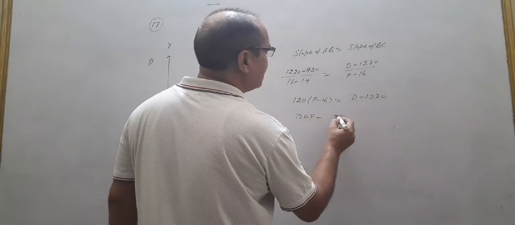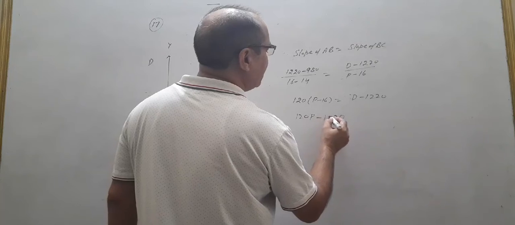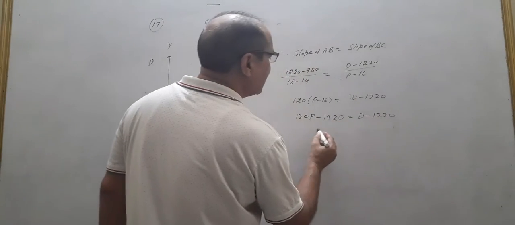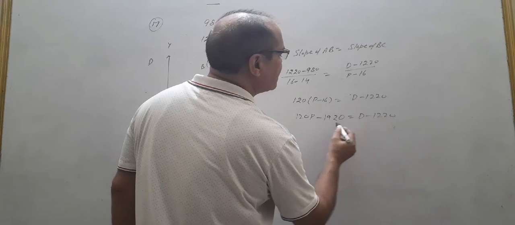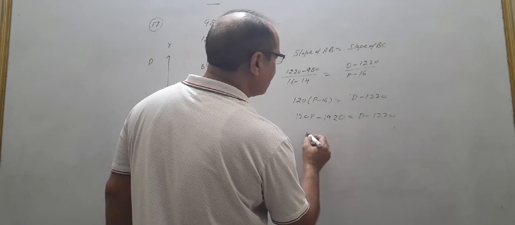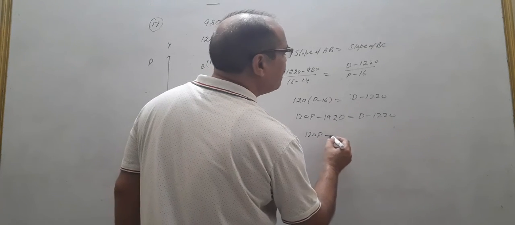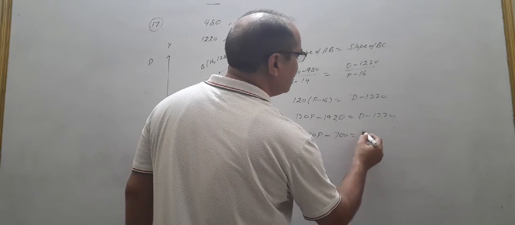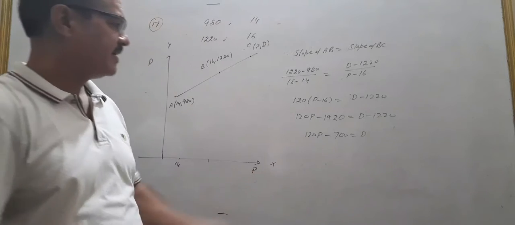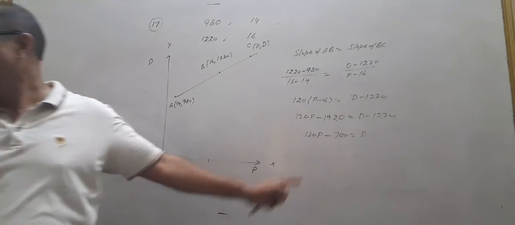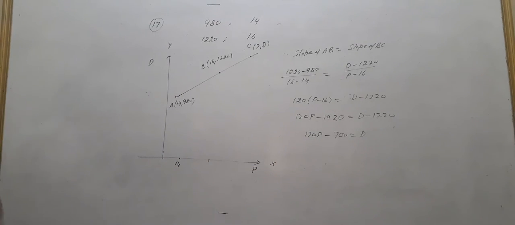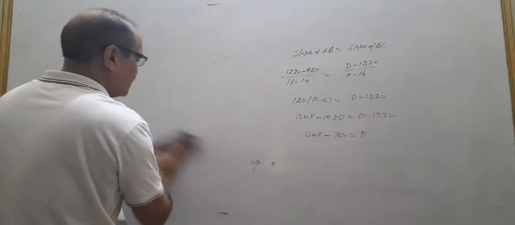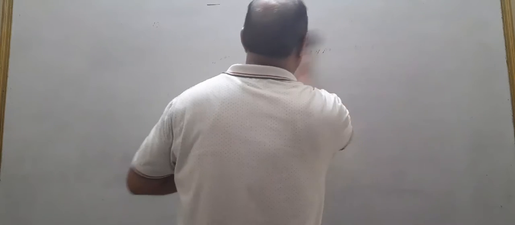16 into 2 3 is equal to d minus 1220. Therefore, on transferring this, you can find d, that is 120p minus, that becomes 700, is equal to d. So this is the demand. After getting this relationship, you have to substitute the value of p, 17, and you get the required result. So this is another way to solve question number 17.